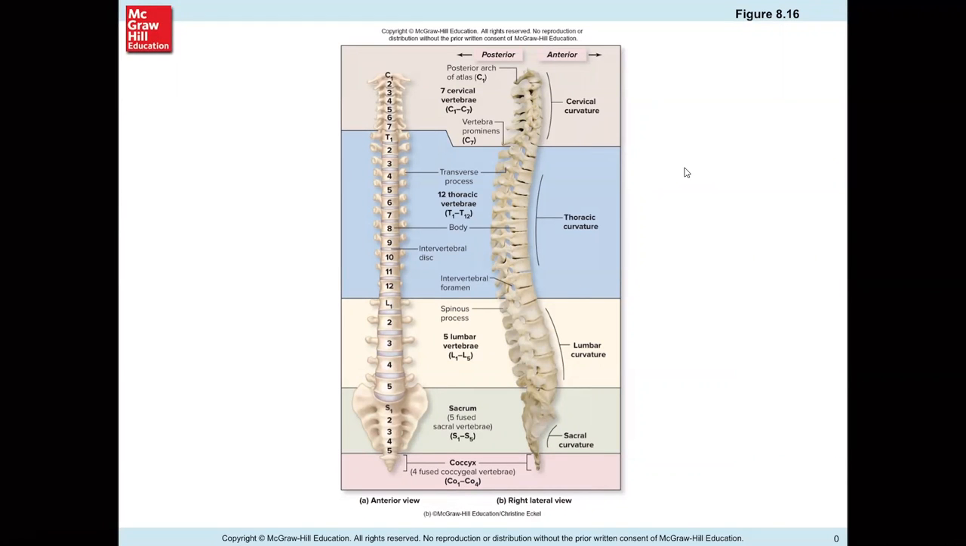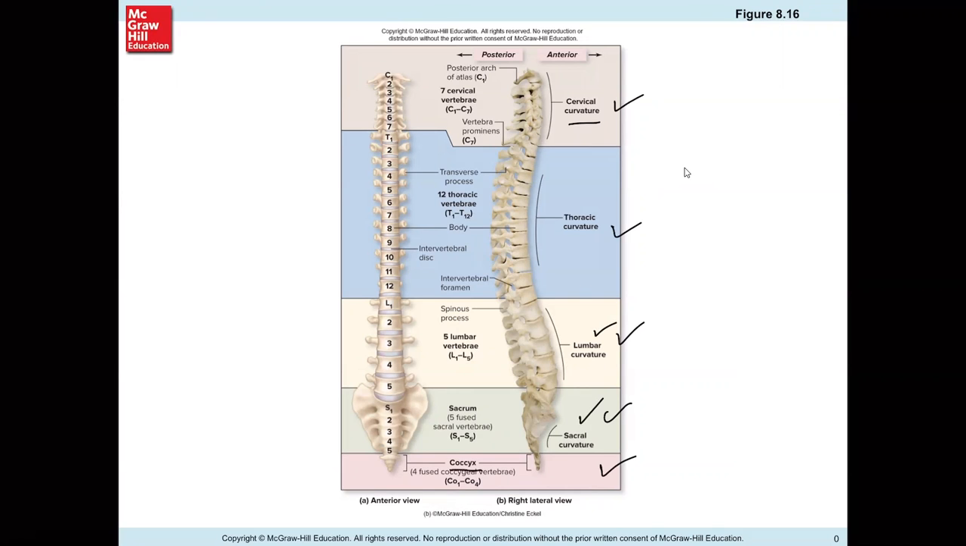So this is part of the axial skeleton. Okay, we already did the spinal nerve, so this shouldn't be too bad. So there are five regions of the spinal cord. Okay, so cervical, thoracic, lumbar, sacral, and coccyx.